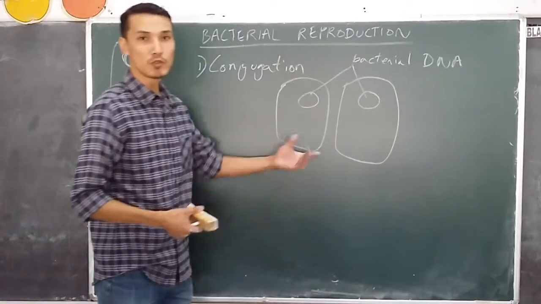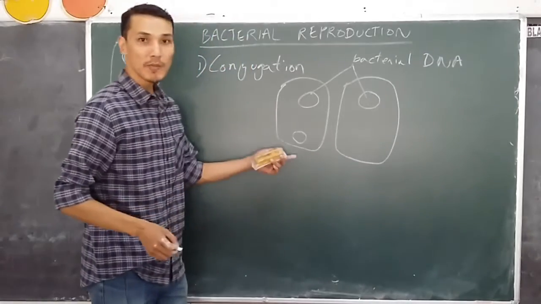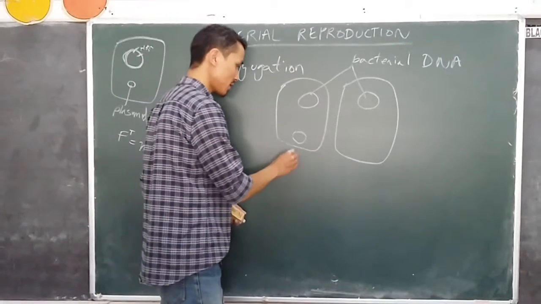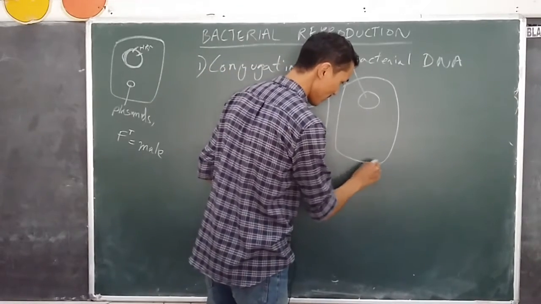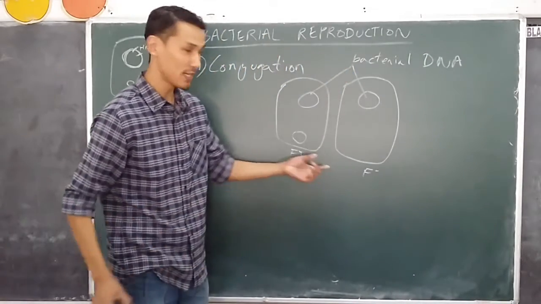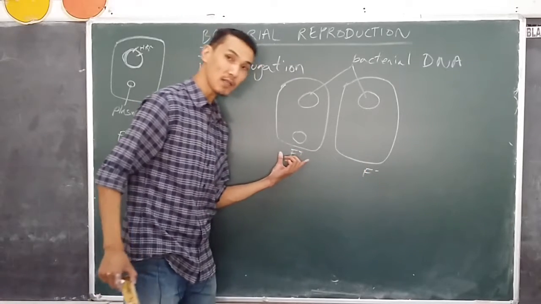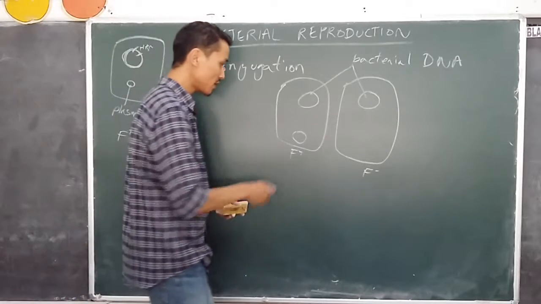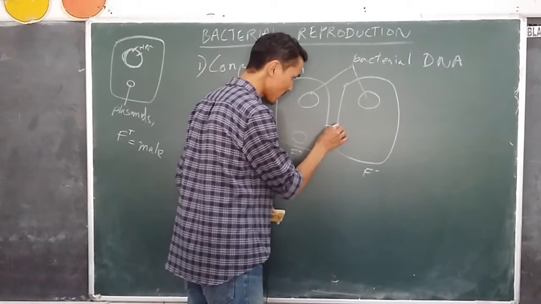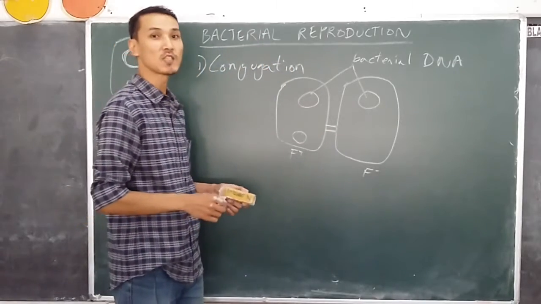Generally, the contact between two cells is such that one bacteria has the F factor, so this is an F plus cell, and the other does not have any F factor, so this becomes your F minus cell. So these two are designated as male and female. F plus cells always avoid F plus cells. So what happens is this F factor is responsible for forming a cytoplasmic bridge.